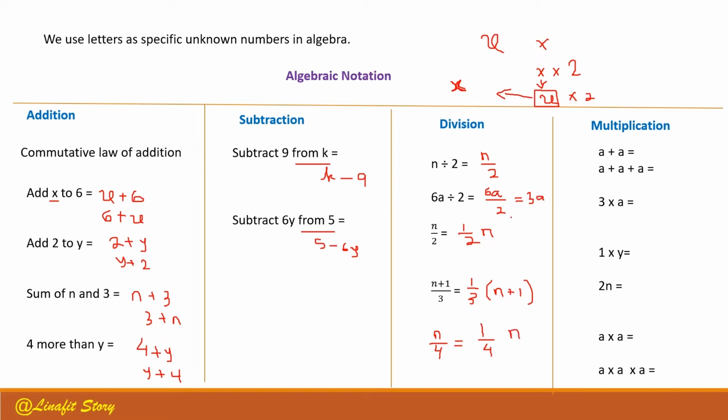Next, for the multiplication, a plus a. There are two a's. So a plus a is 2a. a plus a plus a. So this is 3a. 3 times a is equal to 3a, not a3. 1 times y is equal to 1y. But we usually write it as y.